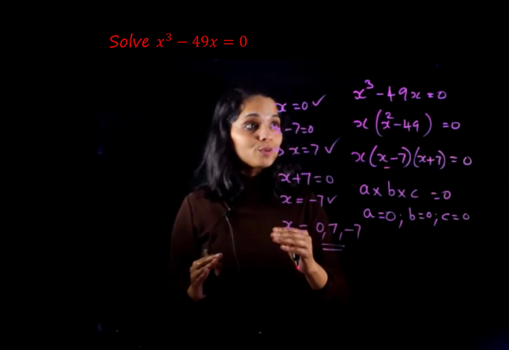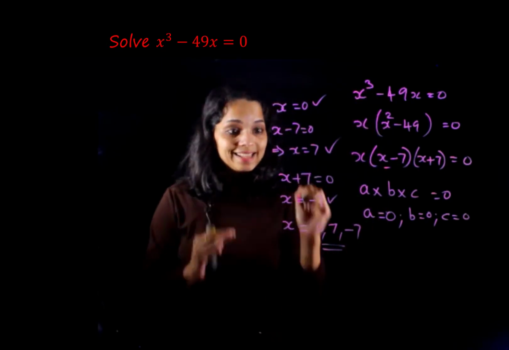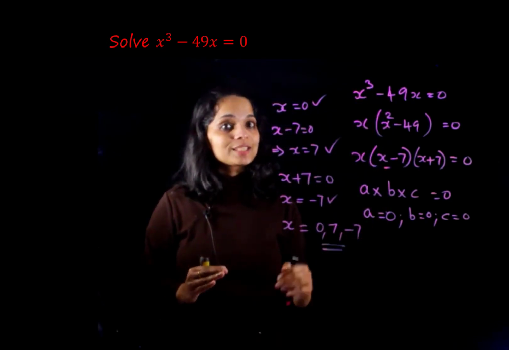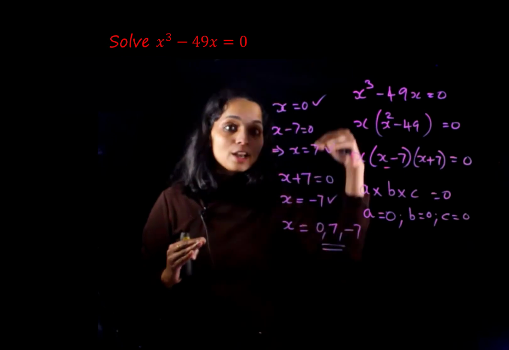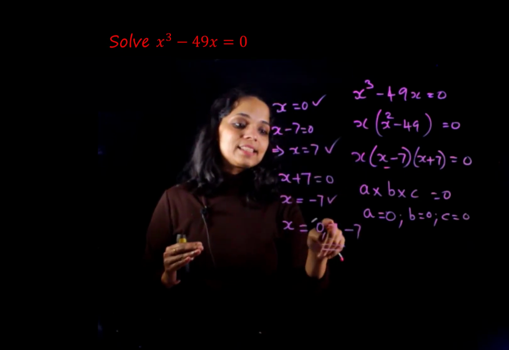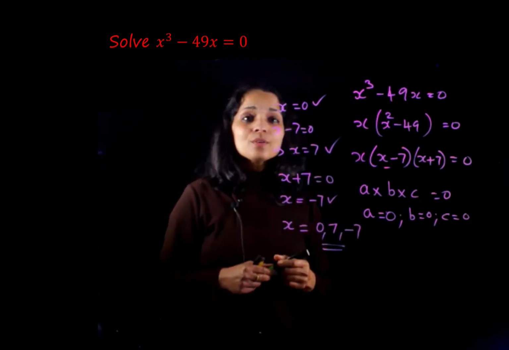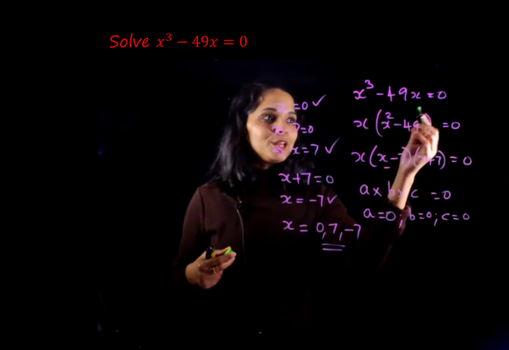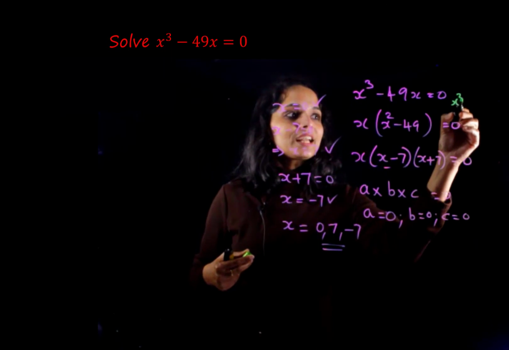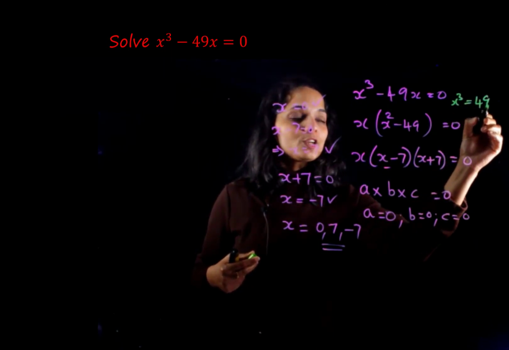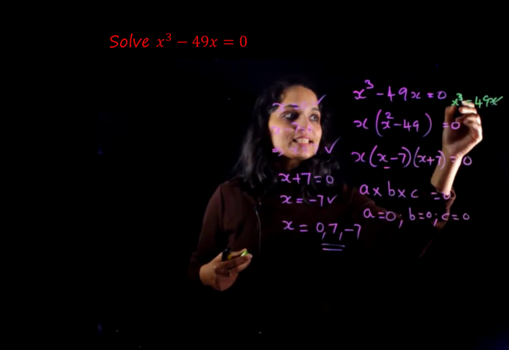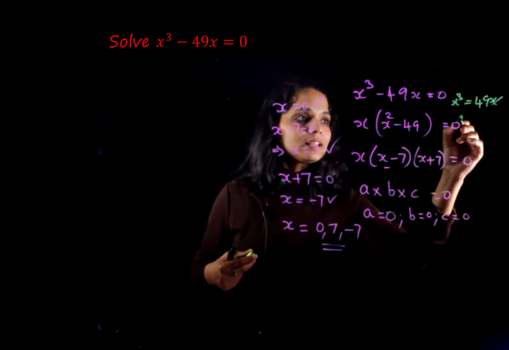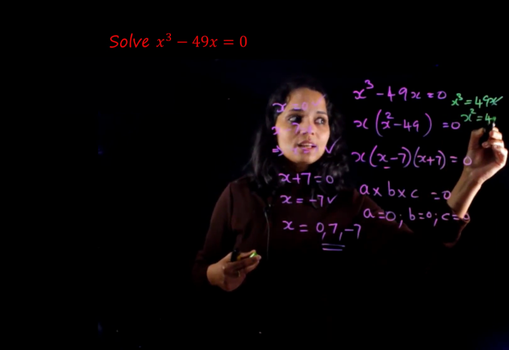Okay, 3 roots for a cubic equation, and in this one these 3 are real solutions, actually cutting the x-axis at 0, 7 and minus 7. Now some of you might be thinking, why can't I apply algebraic manipulation in here by just rearranging this equation as x cube equals 49x and then cancelling out one of the x from both sides, and then that gives x square equals 49.